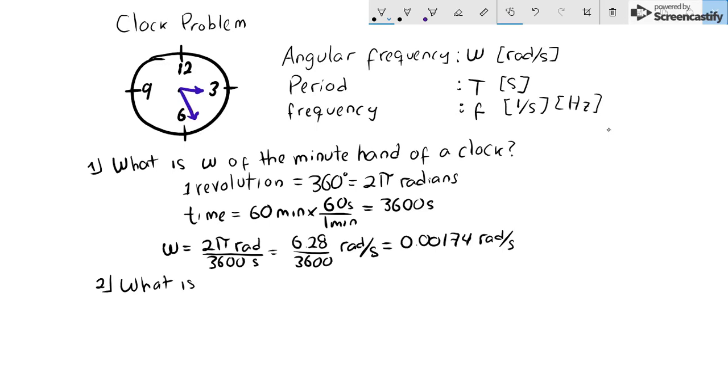Our next question will be, what is the period? The period is T, of this hand. Well, we already know the time. Time was given above. This is the time it takes for a revolution. So T equals 3600 seconds to make one complete revolution.